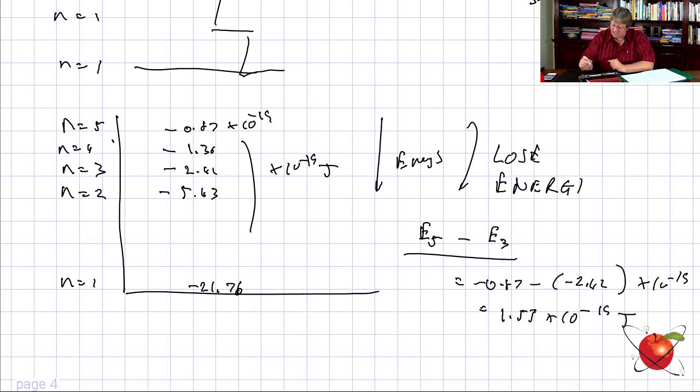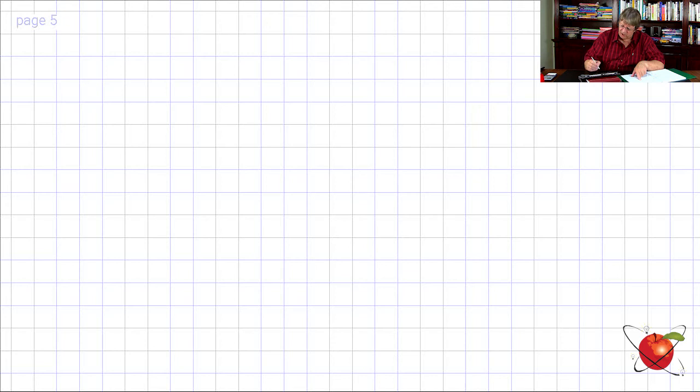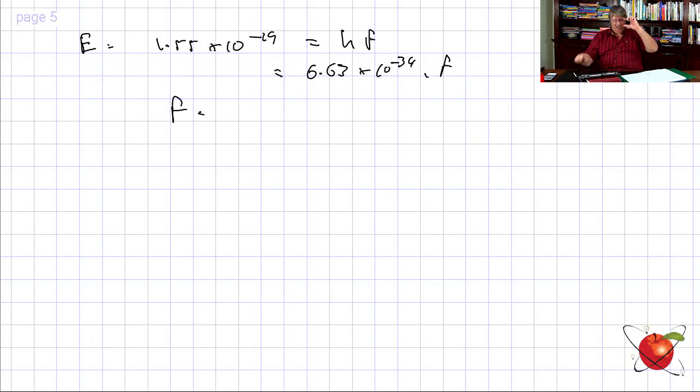All right. Now they ask us, when this happens, what color of light do we get? Well, hold on. We know that the energy that we lost was 1.55 times 10 to the minus 19. That must be equal to hf, right? Therefore, that must be equal to 6.63 times 10 to the minus 34 multiplied by the frequency. Therefore, the frequency of the light that's emitted by falling from step 5 to step 3 is going to be 2.33 times 10 to the 14 hertz.